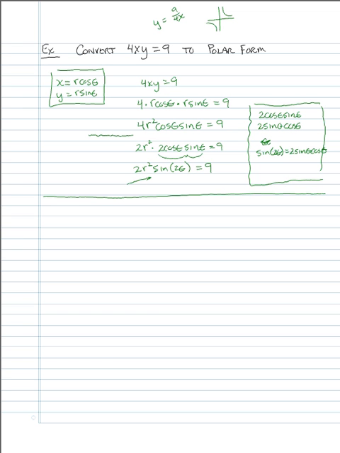Well, next we want to do conversions in the other direction. Probably we would actually be involved in that more often. And so let's start with this one. How about we want to convert r is equal to 4 over 1 plus sine of theta to rectangular form.